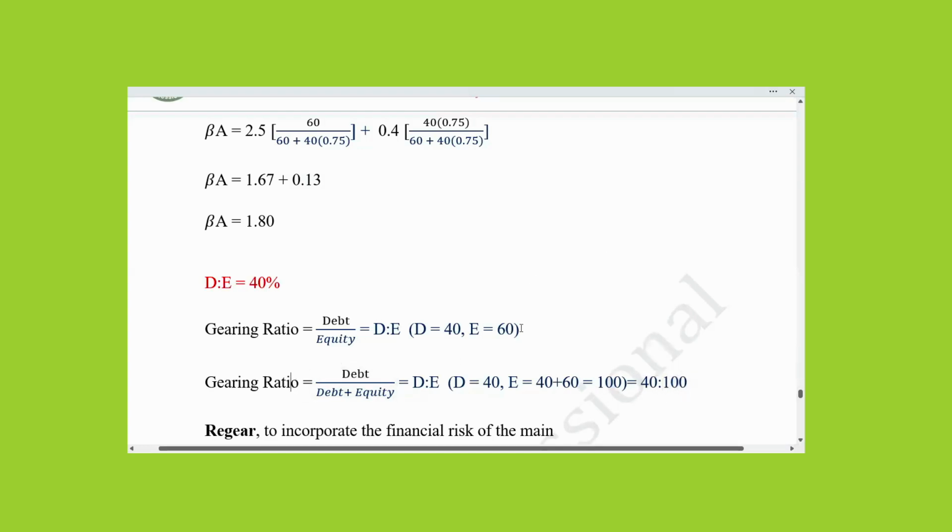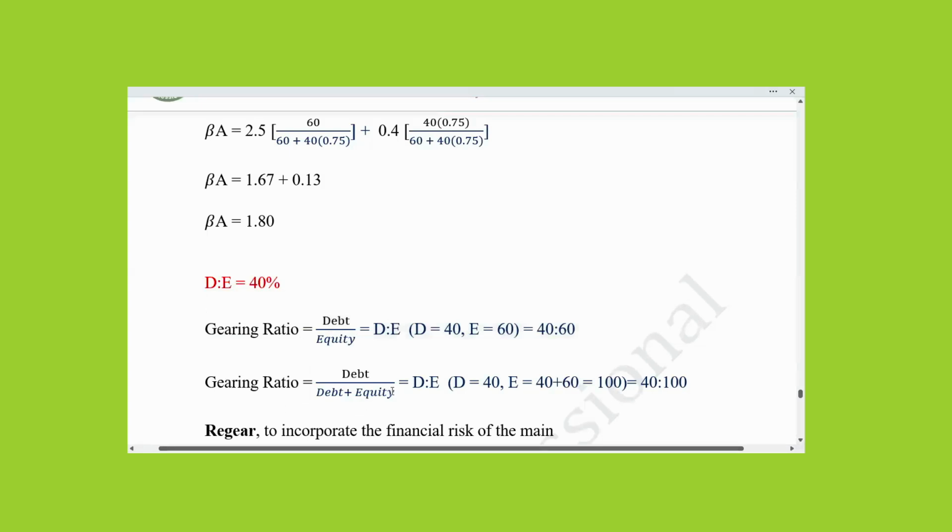If I'm using single value, this should be the value of equity. The value of the debt will be equal to 40, equity will be equal to 60. This is the gearing ratio. But if in the question the examiner did not define it, this one is faster and more straightforward. Just pick debt over equity, move on from there.